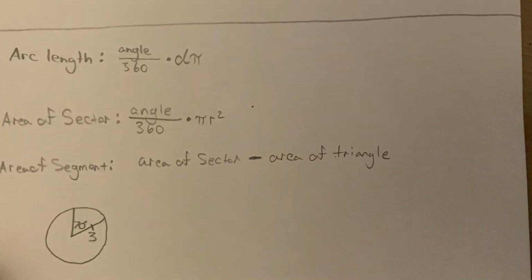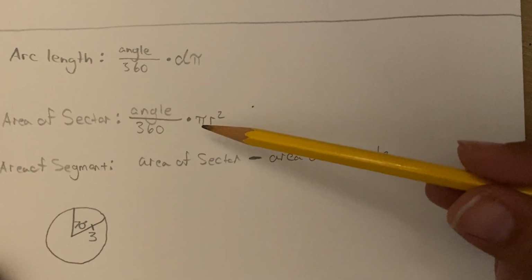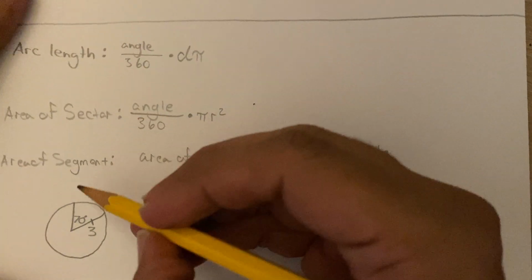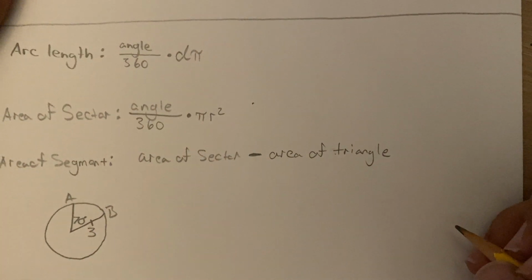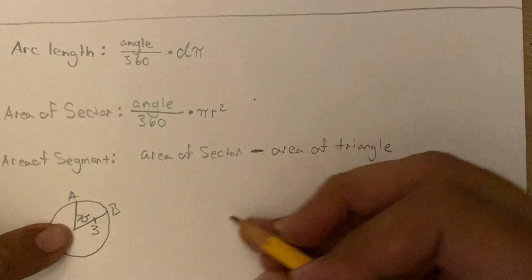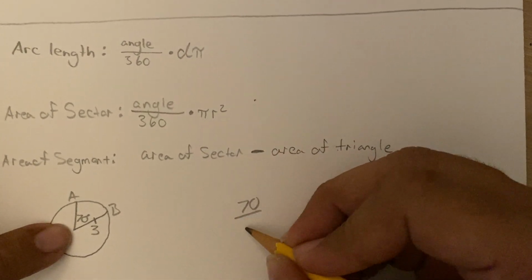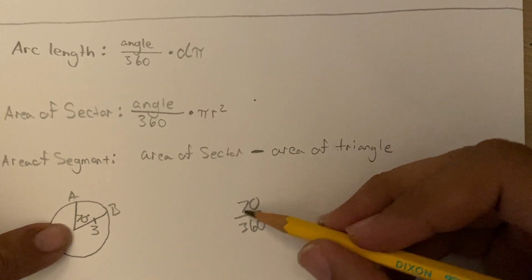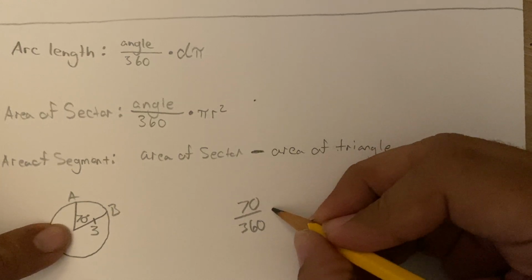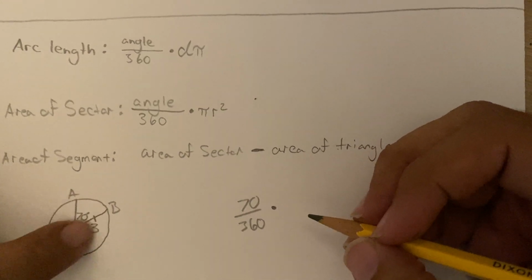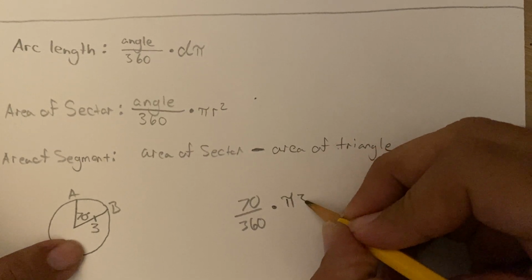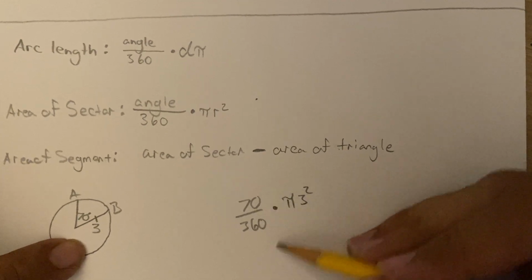Oh, next. Arc length, arc sector, arc segment. We'll do each one for this section right here. So let's say I'm talking about the arc length. So from A to B, that's 70 degrees of the whole circle. So 70 of 360. Then you multiply that times the area of the whole circle, which is pi r squared. The radius is 3. And that's it.